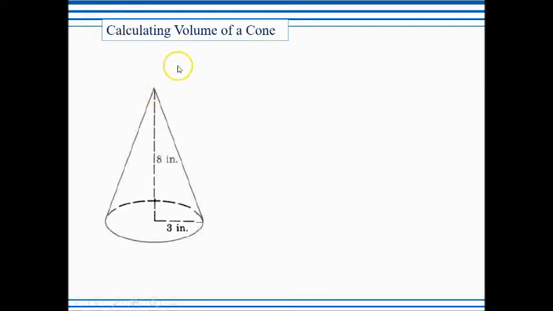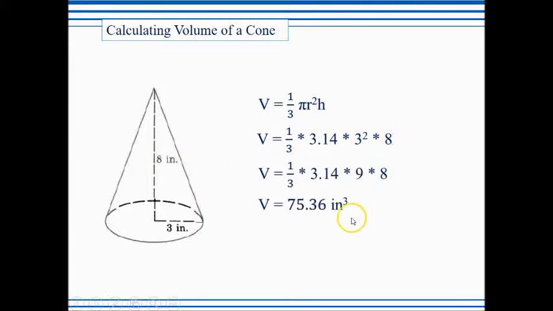So let's try calculating the volume of this cone. We have 3 inches for our radius and 8 inches for our height. The formula is 1/3 times pi times r squared times h. If we substitute 3.14 in for pi, 3 squared becomes your r squared, and 8 becomes your h, we end up with 75.36 cubic inches for your volume.